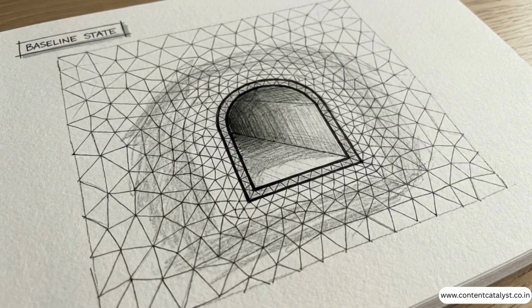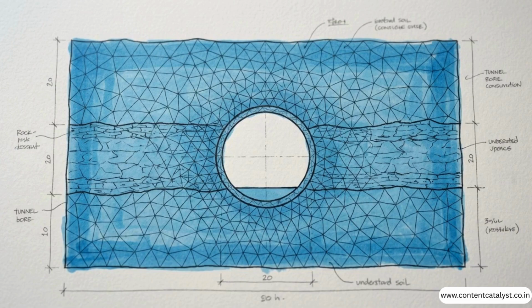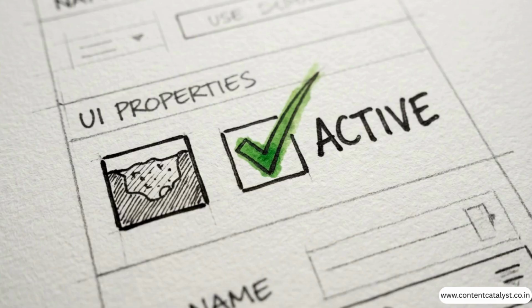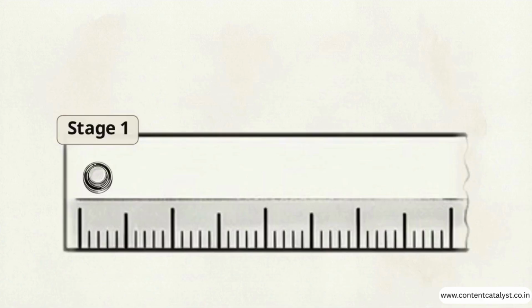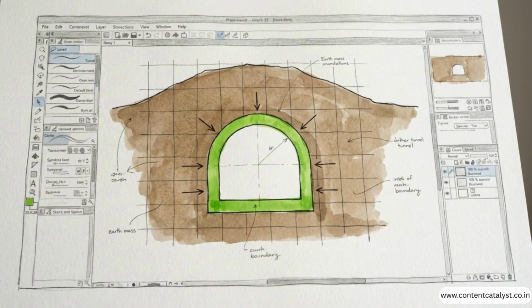Up to this point, everything we've done exists in a static topology mode, but real construction happens over time. We need to introduce chronological construction staging. In Stage 1, we calculate the initial undisturbed static stress of the earth. To do this, check your settings to ensure all soil areas are currently set to active. Once those baseline results are ready, we add a second construction stage. This specific stage is where we model the physical removal of the soil.